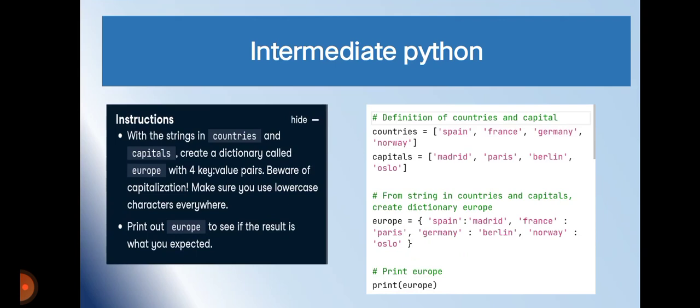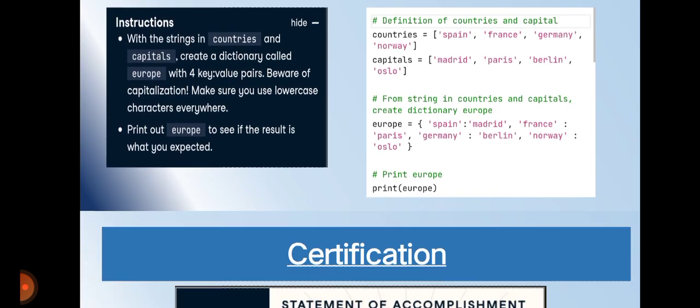So for the strings in countries and capitals, we have to create a dictionary of Europe, and for creating the Europe dictionary, we have to write the countries and capitals in one form. So Spain has the capital Madrid, we will write that first. Then France has the capital Paris, we will write it, and so on. And at last we will print our Europe dictionary.